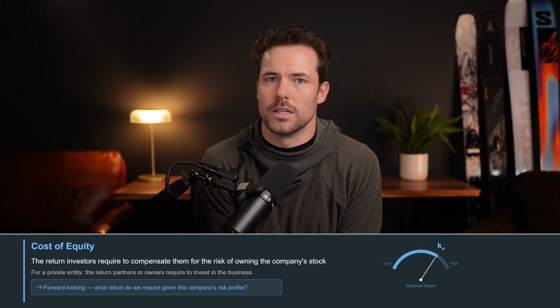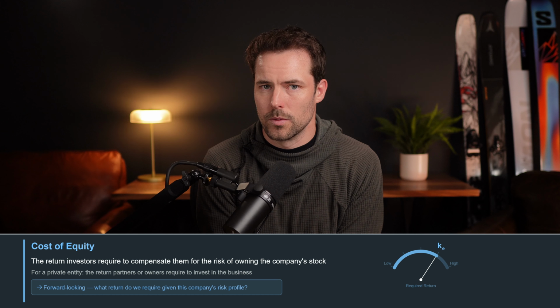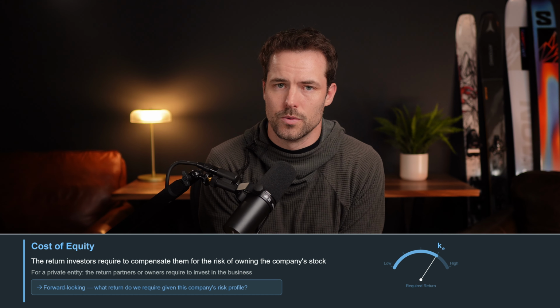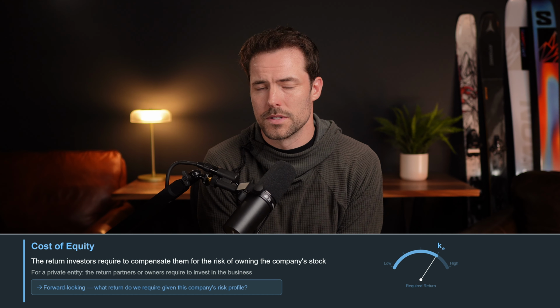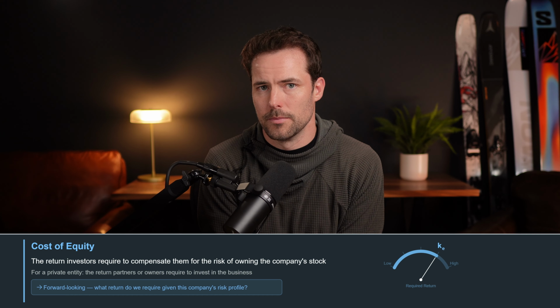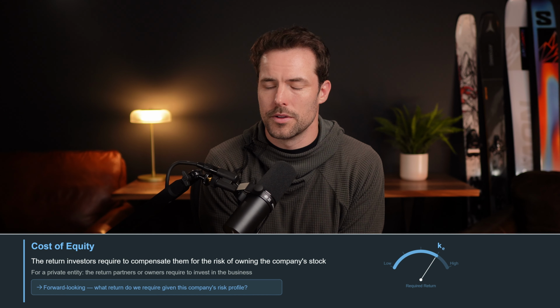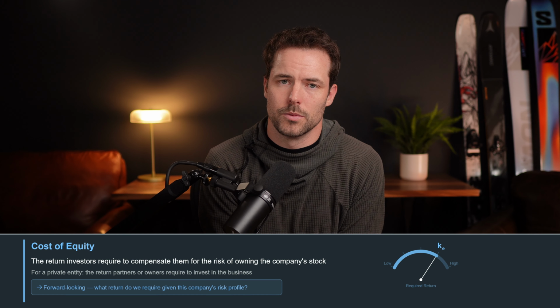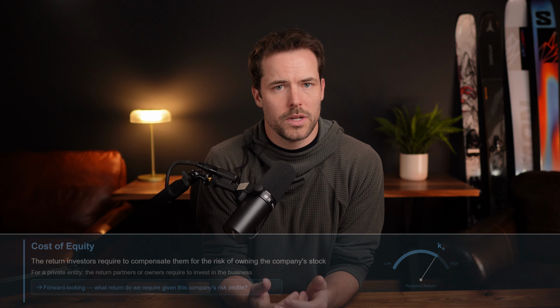We aren't concerned with the historical returns to equity. Instead, we look to the future. We're asking ourselves, what rate of return do we require to invest in this company, given its risk profile and other investment opportunities available to us? Now, determining the cost of equity for a business is generally a more complex and difficult analysis than determining the cost of debt. And in almost all cases, the cost of equity will be higher than the cost of debt.